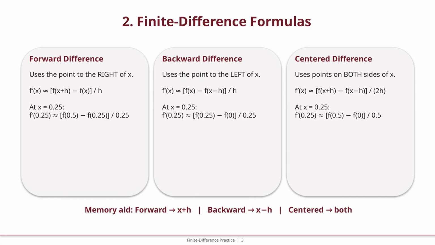Let's review the finite difference formulas. Forward difference uses the point to the right of x, which means f of 0.5 and f of 0.25. Backward difference uses the point to the left of x, meaning f of 0.25 and f of 0. Center difference uses points on both sides of x, meaning f of 0.5 and f of 0, and divides by 2h.